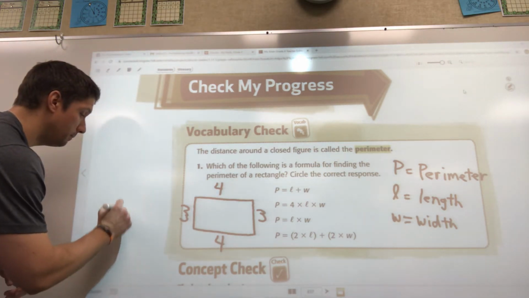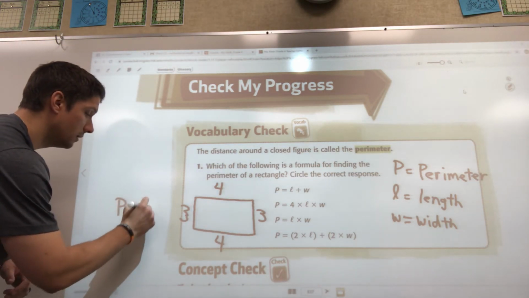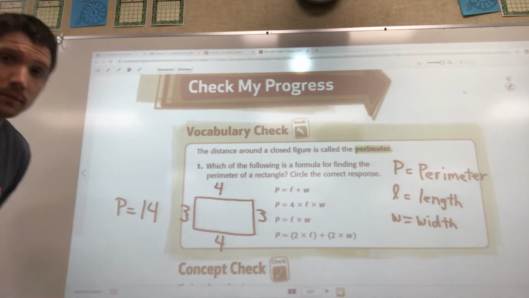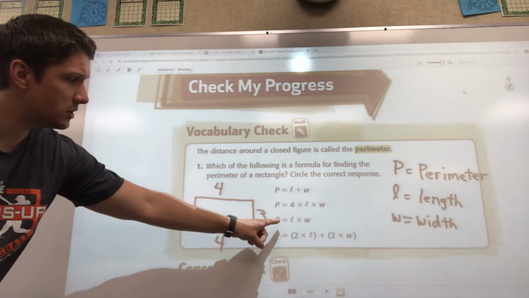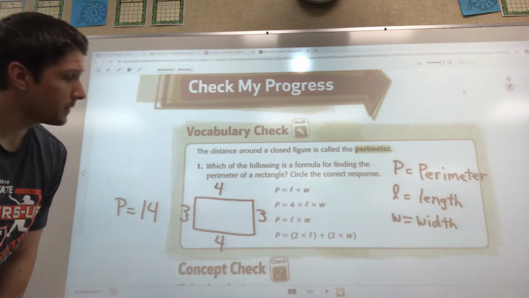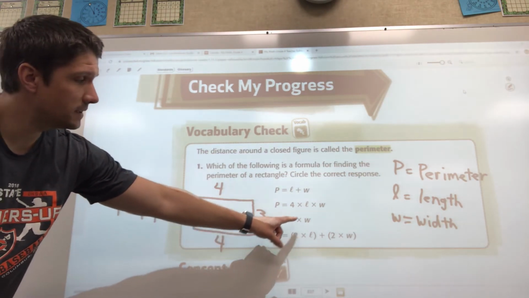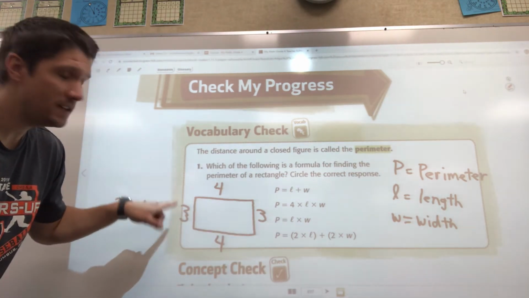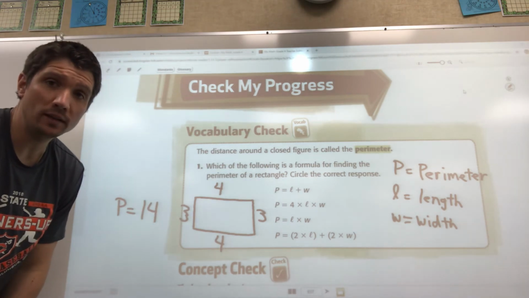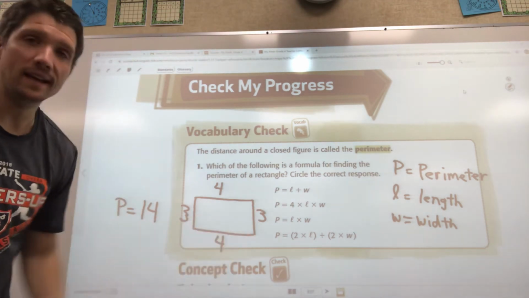Now we've already established that this would be a perimeter of 14. I'm going to write P equals 14, okay? Now, let's try this equation. Perimeter equals length times width. Well, if we take 3 times 4, length times width, we would end up with 12. That again would not be correct.